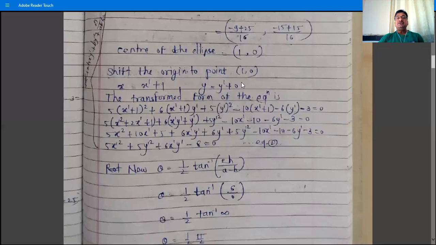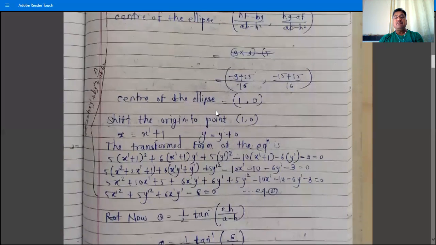Then shift the origin to the center of the ellipse, that is, shift the origin to the point (1, 0). So x = x' + 1. Substitute x = x' + h, y = y' + k. These are the formulas for shifting of origin. What is (h, k)? (h, k) is the new origin, means h is 1 and k is 0. So we have x = x' + 1, y = y' + 0, means y = y'.